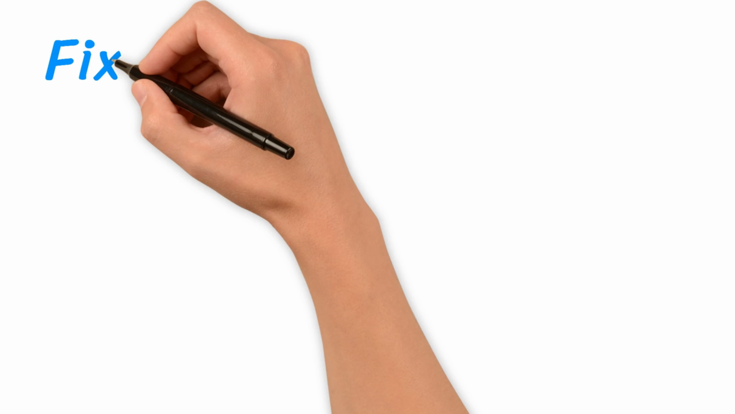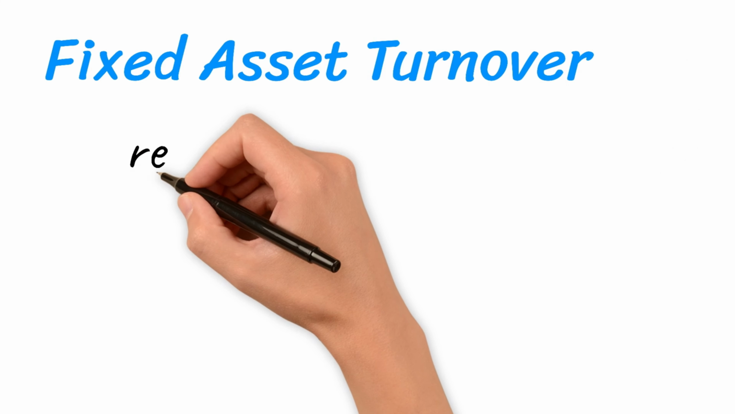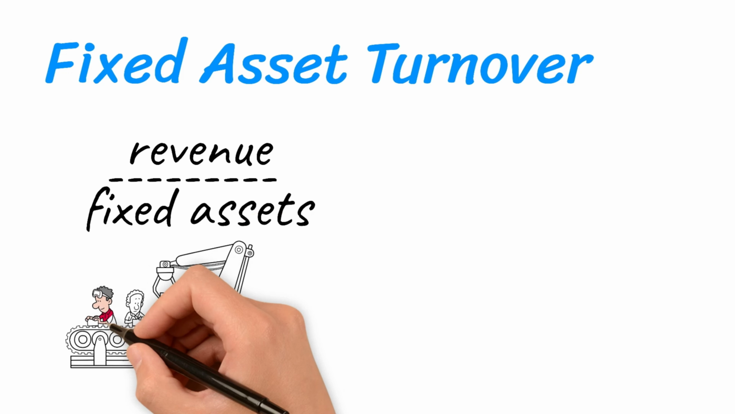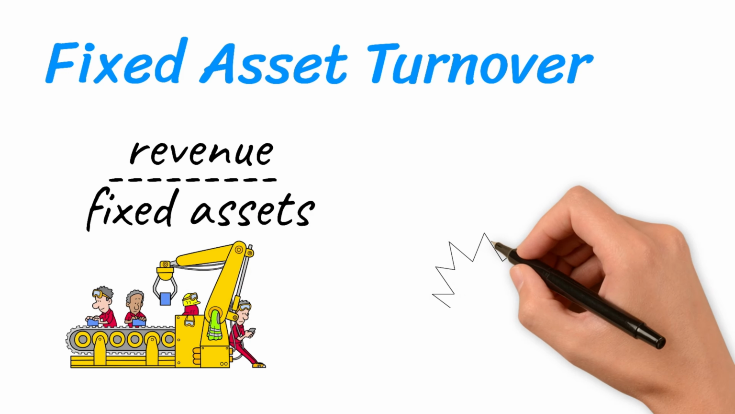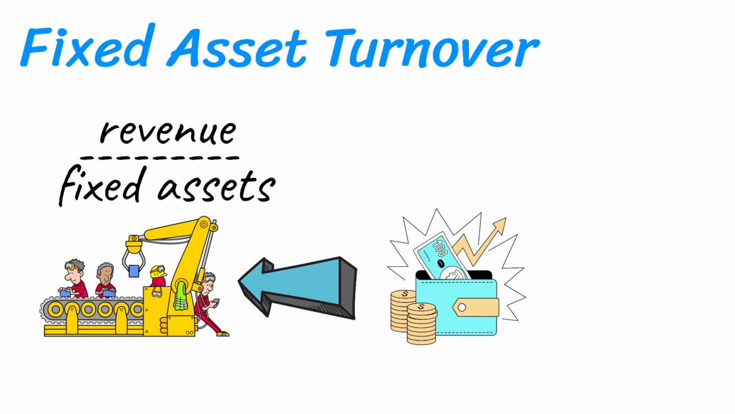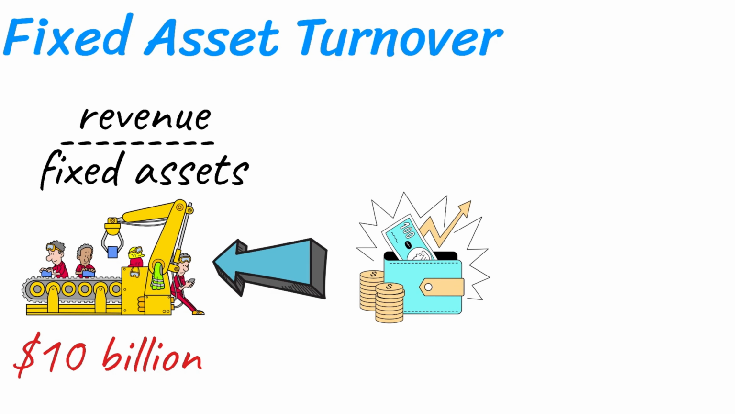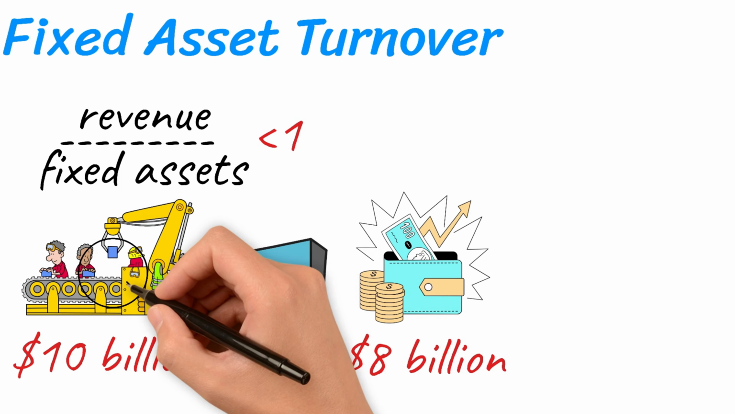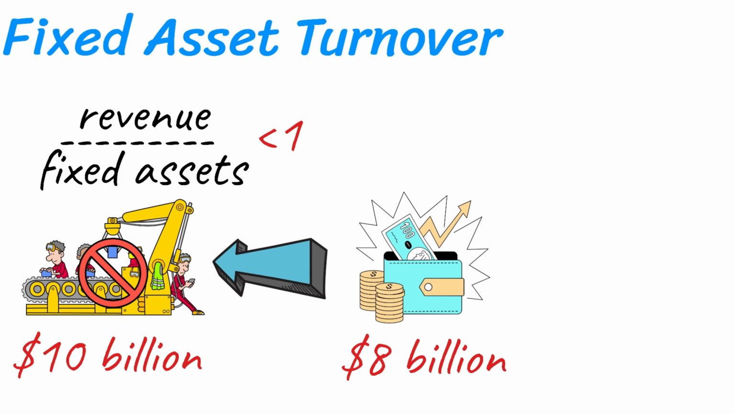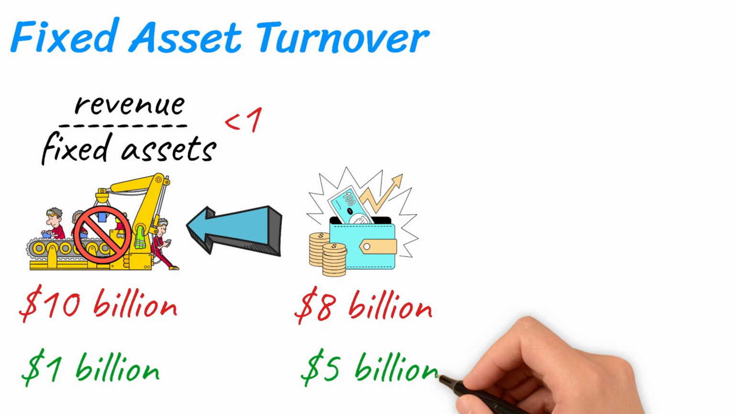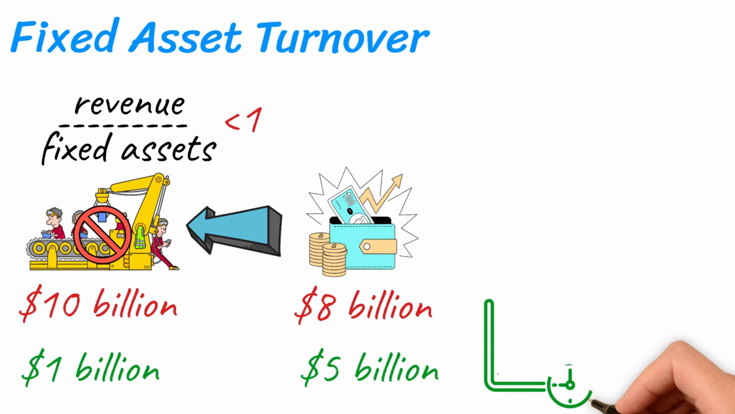And fixed asset turnover specifically measures revenue divided by net fixed assets, property, plant, and equipment. It answers how much revenue does the company generate from every dollar of physical infrastructure. A manufacturing company with $10 billion in factories that generates $8 billion in revenue has a fixed asset turnover below 1. The factories aren't being fully utilized. A company with $1 billion in equipment generating $5 billion in revenue is running a highly efficient physical operation.